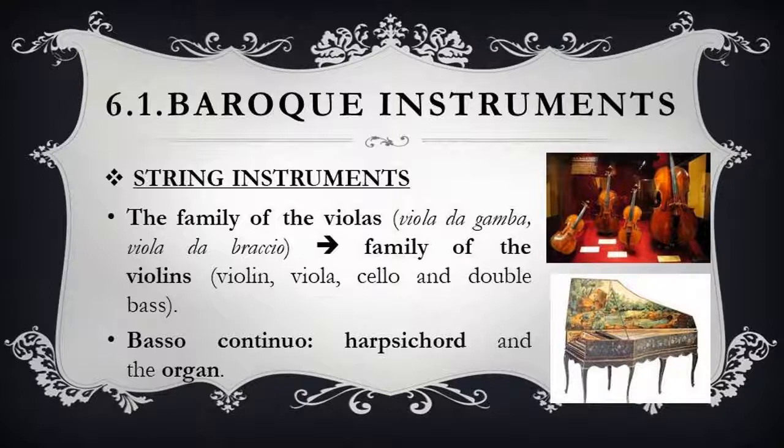6.1. Baroque instruments. The family of the violas, viola da gamba, viola da braccio, was replaced by the family of the violins: violin, viola, cello and double bass. The harpsichord was used to play the basso continuo. Usually, they were decorated with very ornamented painting.